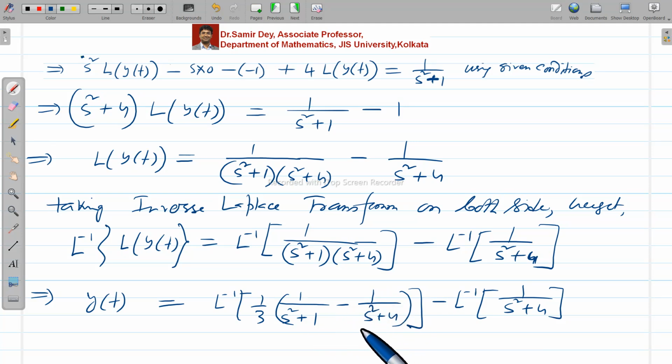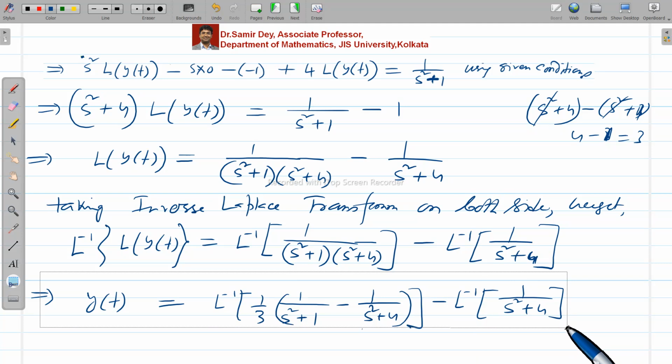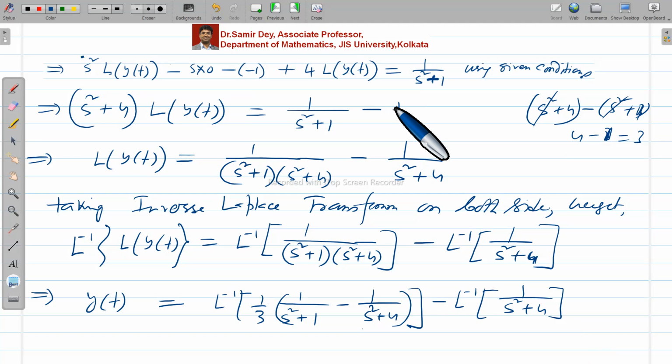Are you getting the point? That means you can write here s square plus 4 minus (s square plus 1). If you simplify, that part will cancel. That is 4 minus 1, that is your 3. That's why I have mentioned 3 as the adjustment. Is it clear to all of you? I think it is clear. Very simple. Shall I move to the next slide?